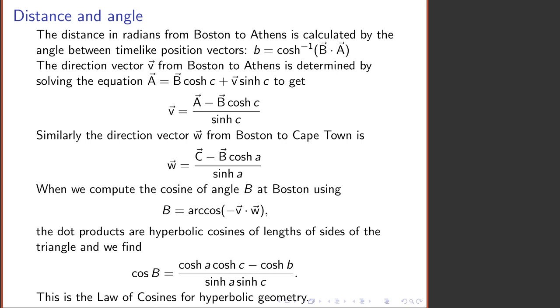So we take what we've done for spherical geometry and replace trig functions by hyperbolic functions everywhere. That means to get the distance from Boston to Athens, the hyperbolic distance, I take the hyperbolic dot product of the position vectors B and A and form the inverse hyperbolic cosine to get the distance.